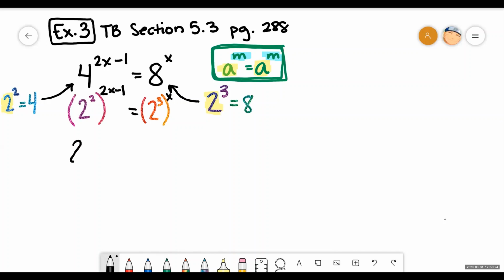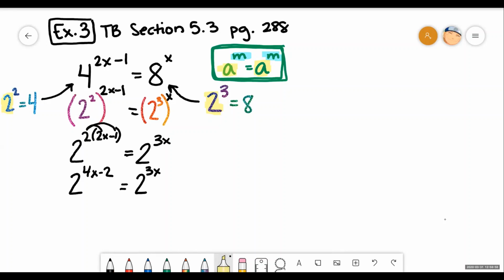I've got 2 to the 2 times 2x minus 1, and then 2 to the 3 times x. Now I'm going to leave the parentheses off because I know all of you know that 3x means multiplication. I'm going to go ahead and distribute over here on the left so that I get 2 to the 4x minus 2 equals 2 to the 3x. Now it looks nice and clean. I've done all my steps very carefully. I followed my rules very carefully, and I now have 2 base numbers that are equal to each other.